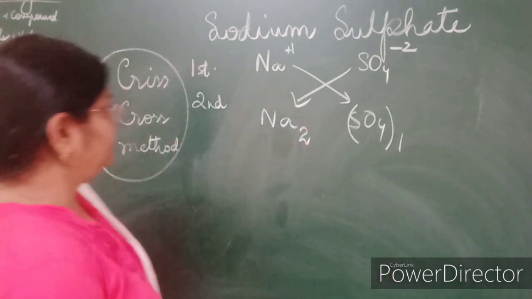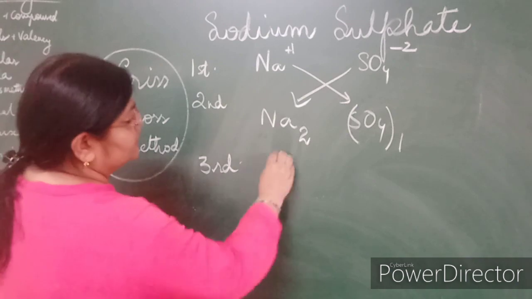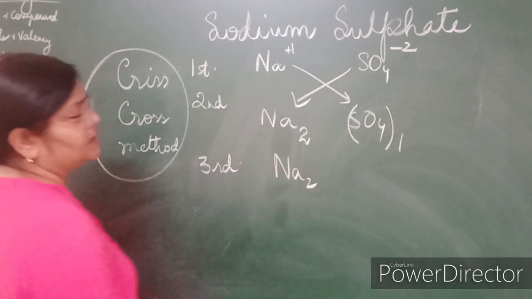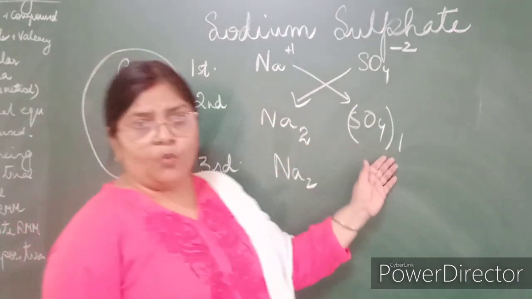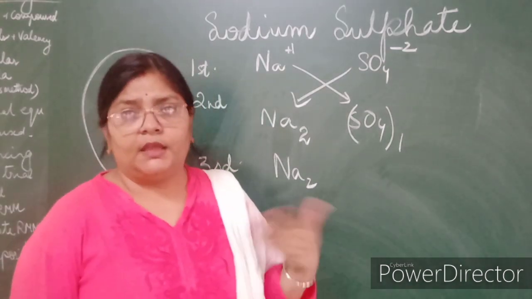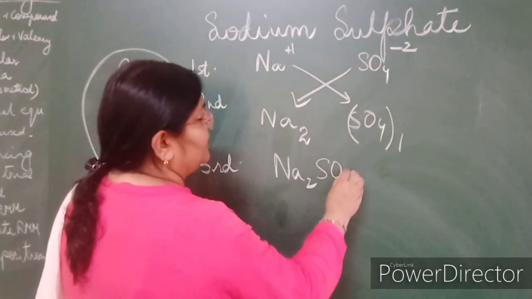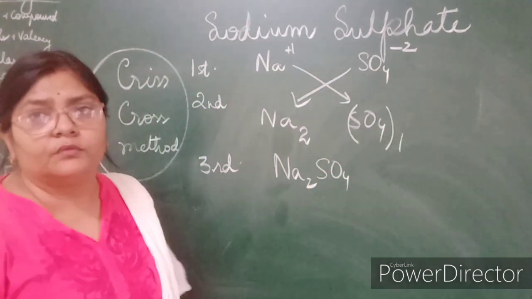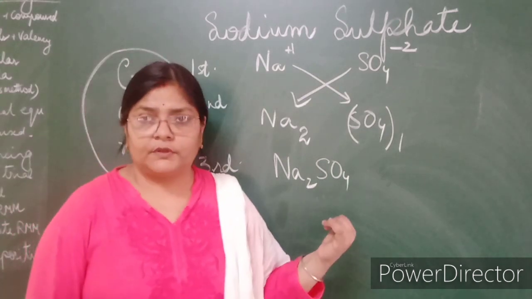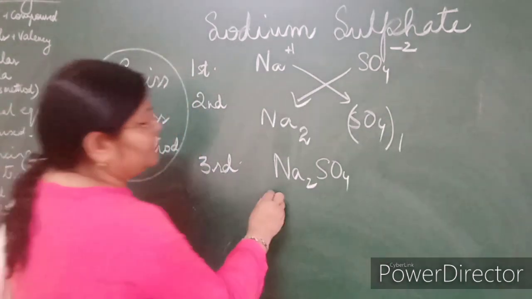Fine. Now what is the final step? Third step. Now what we do is we write it a little closer, and if it is 1, then we need not write it. No number means 1. So we will just write Na2SO4. Fine. Clear?